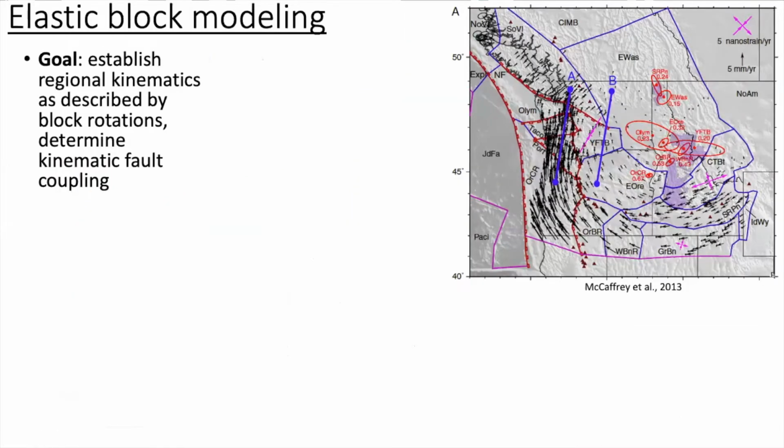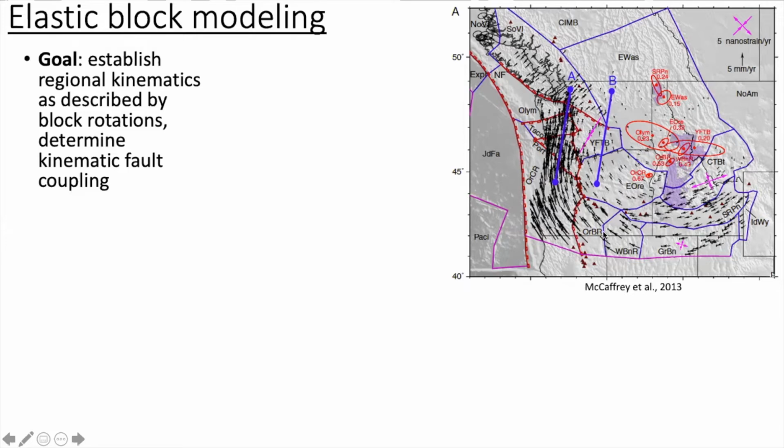So one way that we can model GPS velocities is with crustal elastic block models. So in these models, what we want to do is take regional, kinematic, and tectonic data and use them to constrain models of block rotations. So we parameterize the motion of the crust as separate crustal blocks, which are all elastic.